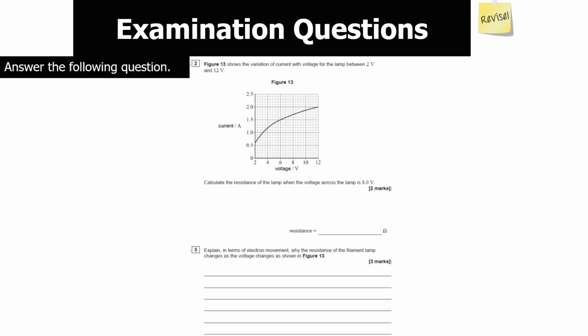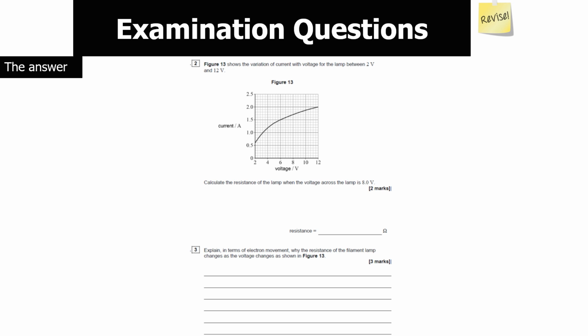The next question says, figure 13 shows the variation of current with voltage for the lamp between 2 volts and 12 volts. Calculate the resistance of the lamp when the voltage across the lamp is 8 volts. Then explain in terms of electron movement why the resistance of the filament lamp changes as the voltage changes shown in figure 13. So pause the video now, then unpause the video when you want to go through your answer.